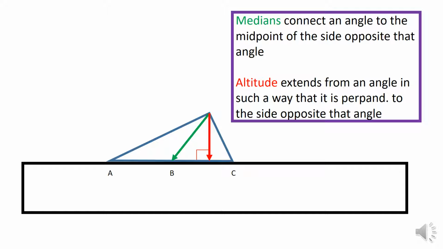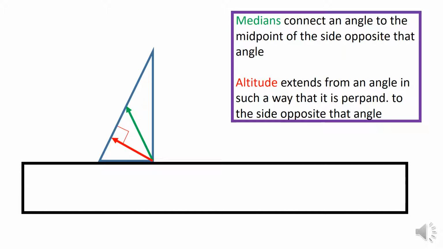Okay, but I don't want that to confuse you. The main point is that the altitude is always perpendicular to the side opposite to the angle that the altitude is extending from. So we can even change the orientation of this triangle, but that's not going to change the altitude or the median connected with that particular angle.